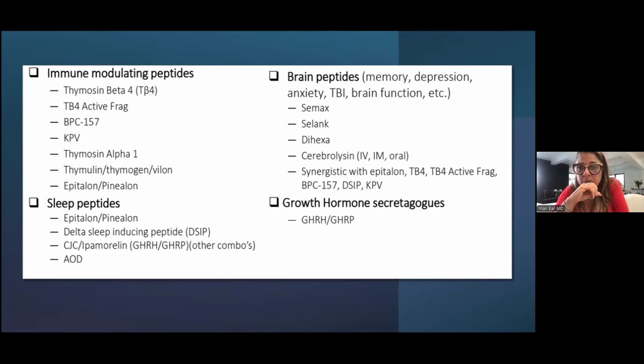I'm just summarizing: cerebrolysin, and synergistic with the epitalon, I would use TB4 and KPV for inflammation, or BPC for the brain inflammation. Growth hormone secretagogues, we use those fragments right now. They can make them through the lab. And I think this is my last slide.